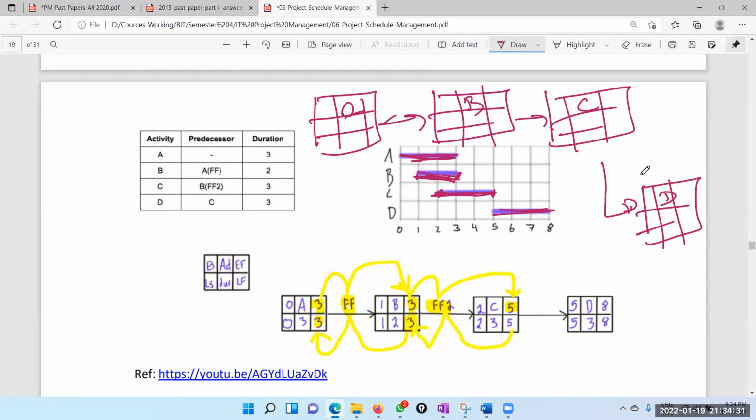Out of that, this is finish to finish with no lagging, and this is finish to finish with no lagging. And this one, B and C, is also finish to finish but with lagging. Now the dependencies are all drawn. Now let's add the durations. A takes 3 days, B 2 days, C 3 days and D also 3 days.